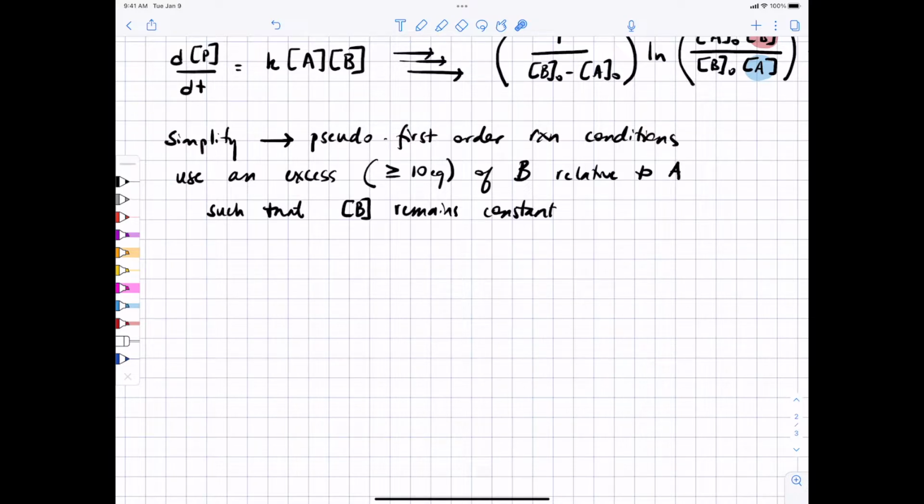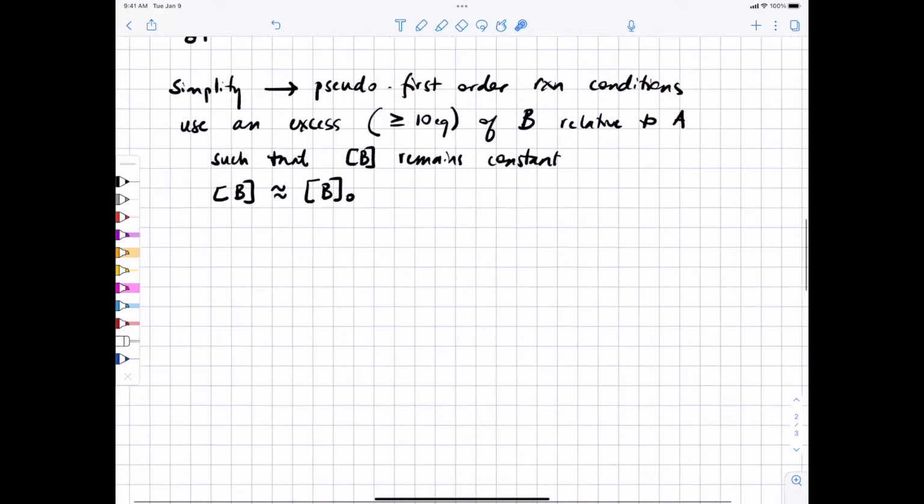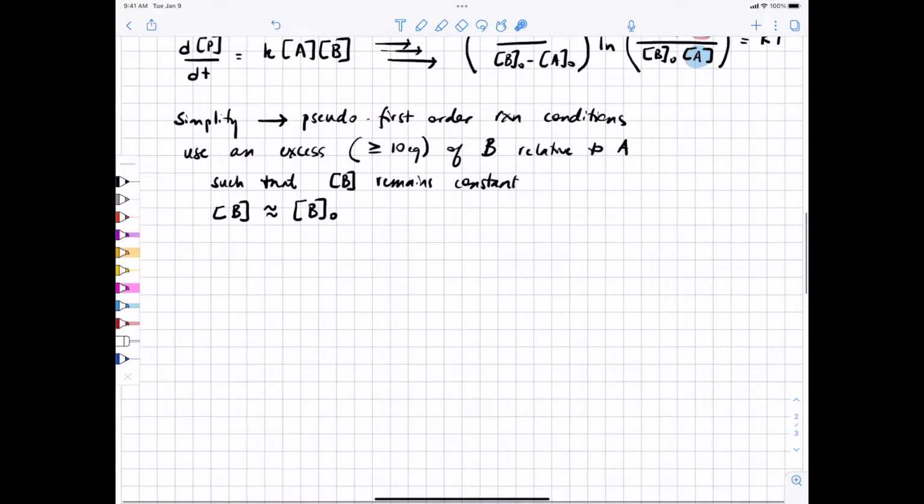So we're going to use an excess of B relative to A such that the concentration of B remains constant. Under those conditions, the concentration of B is going to be basically equal to our starting concentration of B. And remember, again, we're not going to let the reaction run to completion. We're going to do an experiment under such conditions that B doesn't change very much. All right, so let's talk about what that would do.